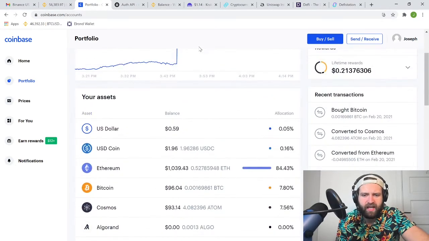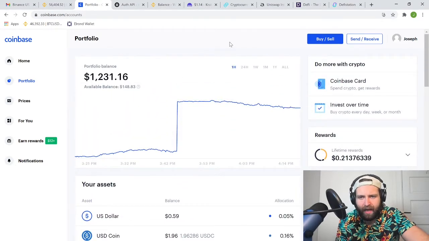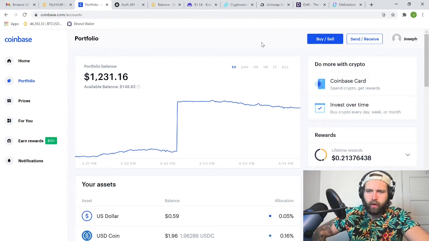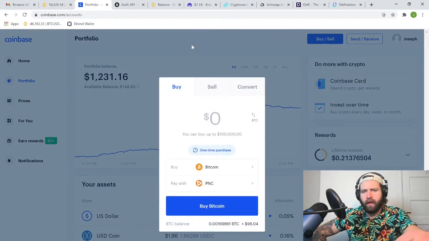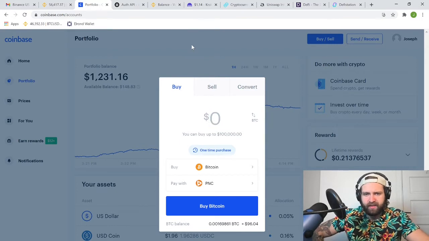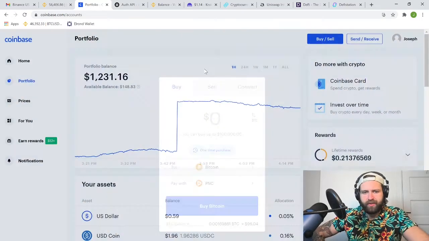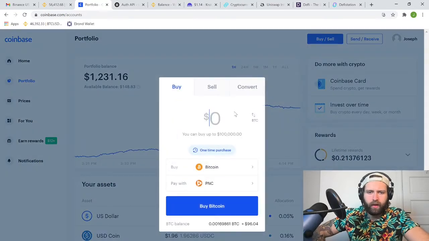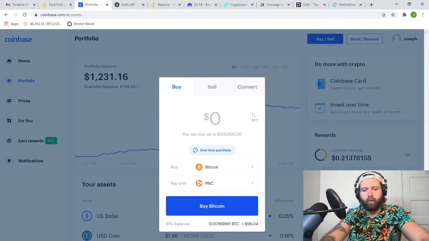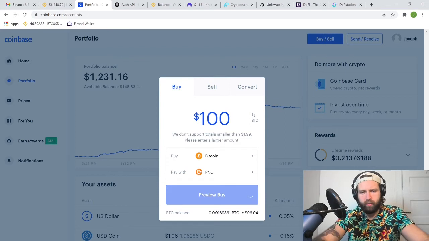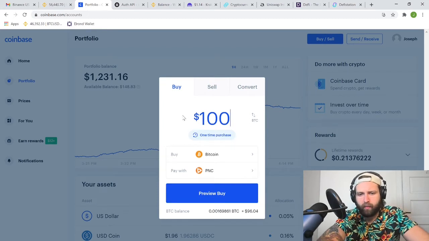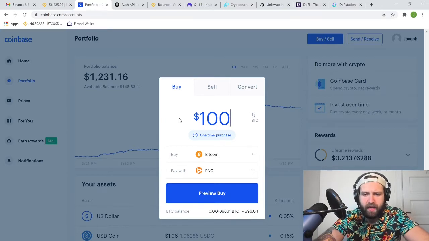So for the sake of this video, I am going to buy Bitcoin. Whether you're using the mobile app or the website, you're going to have a buy and sell tab. When you click into that, it will give you the option to buy, sell, or convert. So in this scenario, we are going to buy $100 worth of Bitcoin. Now, remember, my bank account was already synced up by Plaid, that third-party API.